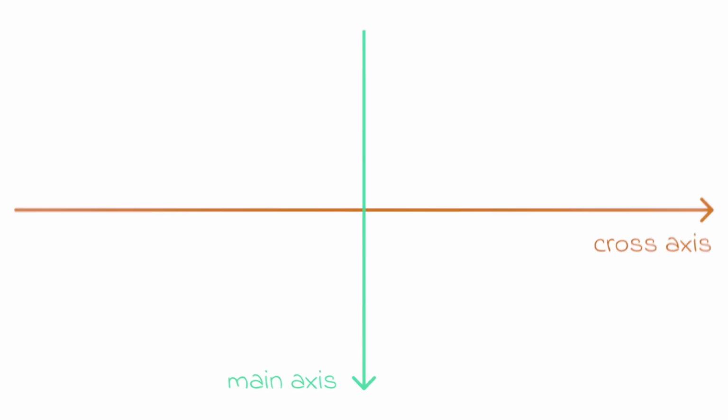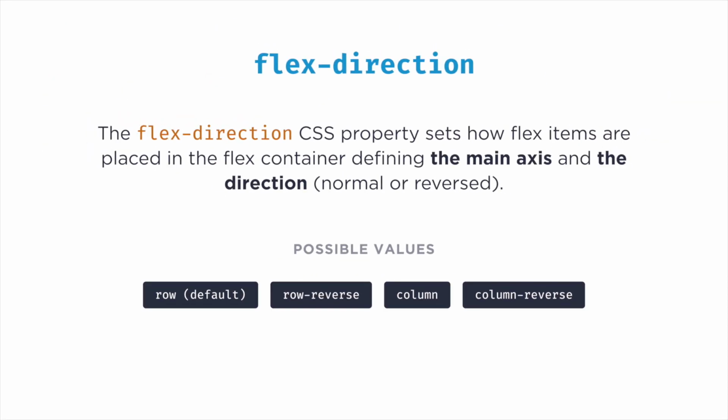Pretty cool. So the very first thing you need to do when using Flexbox is to define the direction of the main axis. For that, we'll be using the flex direction property. The definition goes like this. The flex direction CSS property sets how flex items are placed in the flex container, defining the main axis and the direction, normal or reversed. It can have 4 possible values: row, row reverse, column, and column reverse.